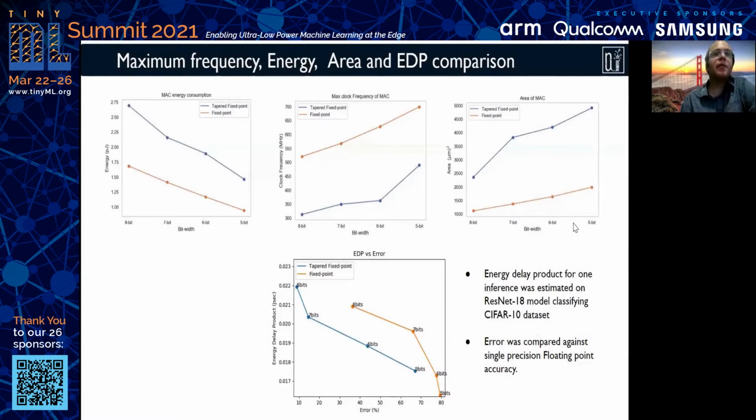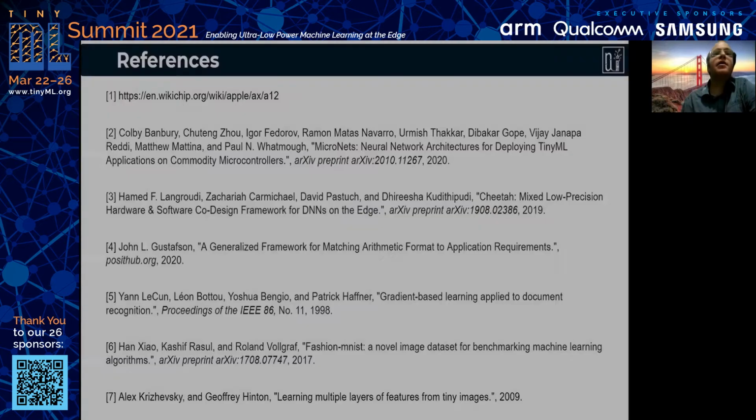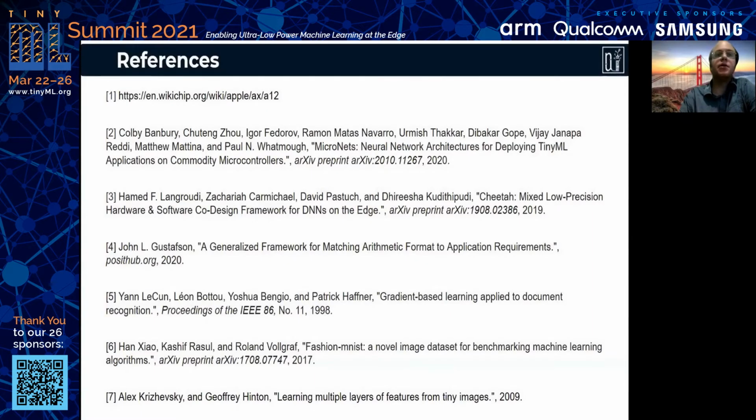We analyzed the performance of tapered fixed point format on hardware and compared it with the fixed point. Overall, the hardware complexity of fixed point MAC operation is less than tapered fixed point format MAC operation. However, we also analyzed the performance of the tapered fixed point accelerator by simulating the ResNet-18 model for classifying the CIFAR-10 dataset on custom architecture. Tapered fixed point has shown better accuracy, energy delay product trade-off in comparison with fixed point. These references are used in this presentation.